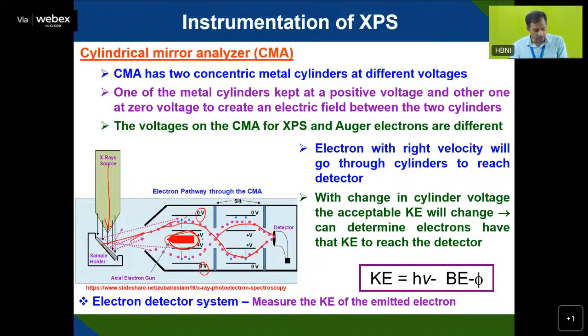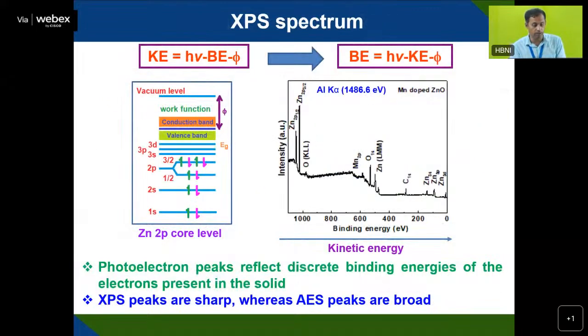The electron detector system measures the kinetic energy, which is h nu minus binding energy minus phi. Once you know the kinetic energy, since h nu and the work function are constant for a particular instrument, you can find out the binding energy. So here you can see this is an XPS spectrum, with kinetic energy equal to h nu minus binding energy minus phi, from which you find the binding energy using this equation.